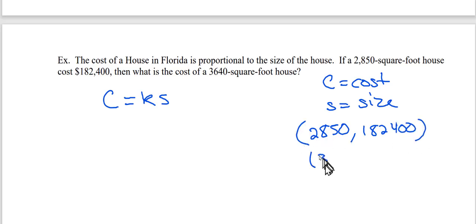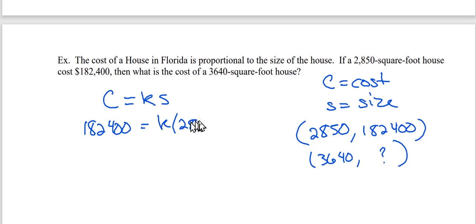We want to know the second coordinate, the dependent variable, which in this case is cost, if you have a 3,640 square foot house. So let's plug them in. We don't know the K, but we can use that first data point to find the K. I'm going to divide both sides by that 2,850. So let's take 182,400 divided by 2,850, and you get 64.